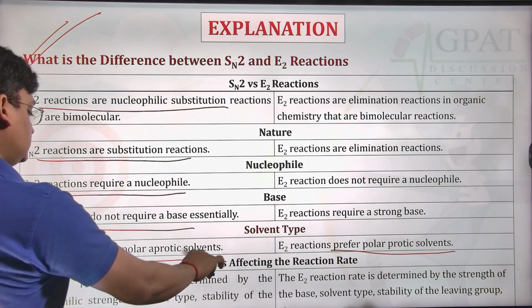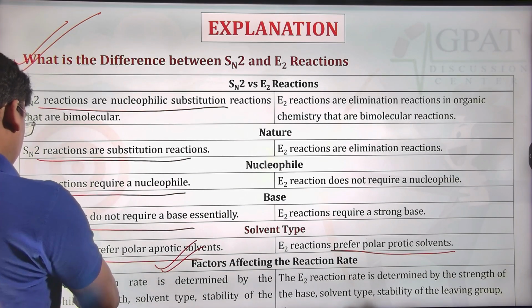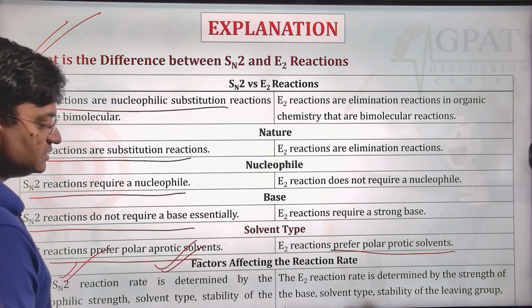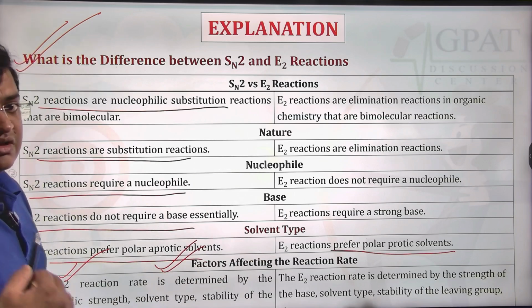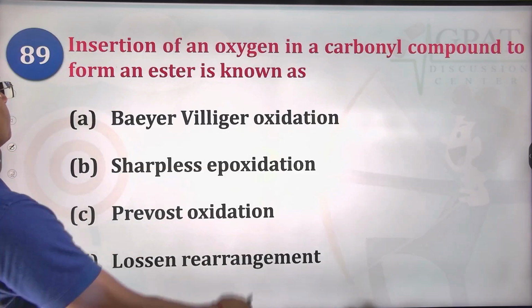Next, factors affecting the reaction rate. For the SN2 there must be low steric hindrance. For the E2 there must be a better substituted alkene as the product.